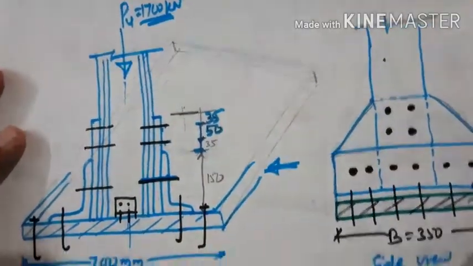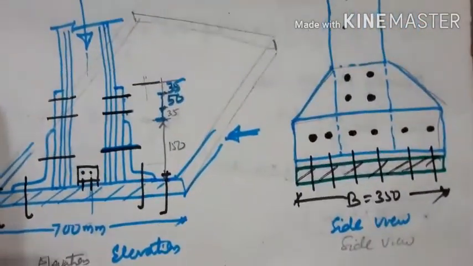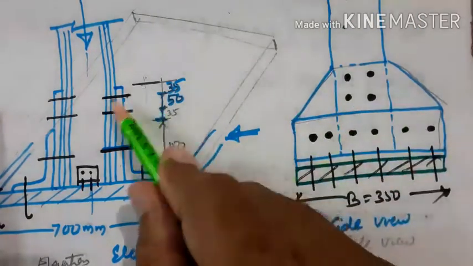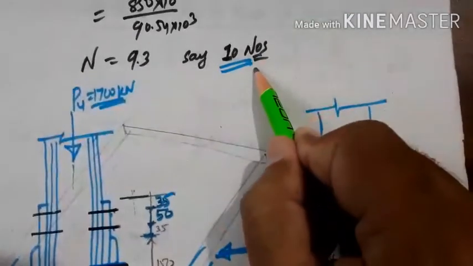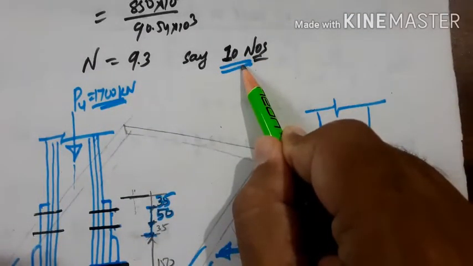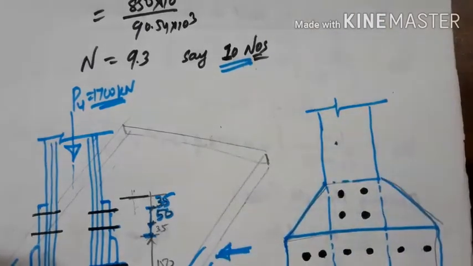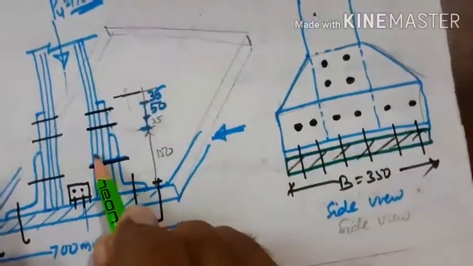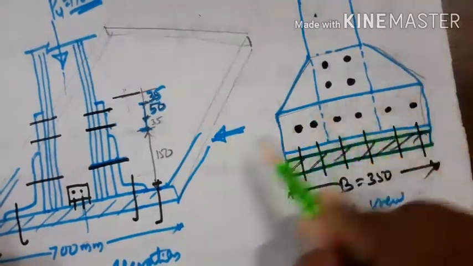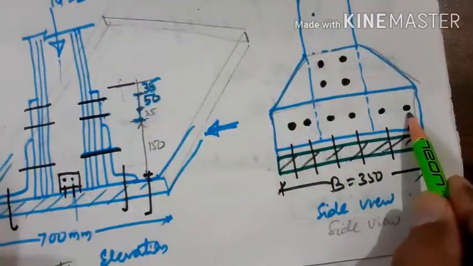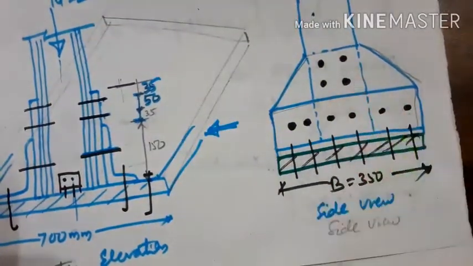So I hope you understood this one. Finally you have to draw the figure like this. Whatever number of bolts you get, you have to provide on one side. If you get more bolts, suppose you are getting 16 bolts, 4 more bolts need to be provided, then you can provide 2 rows of bolts here. Since I got only 10 bolts, I arranged like this. I have provided 6 bolts here, then 4 bolts here.